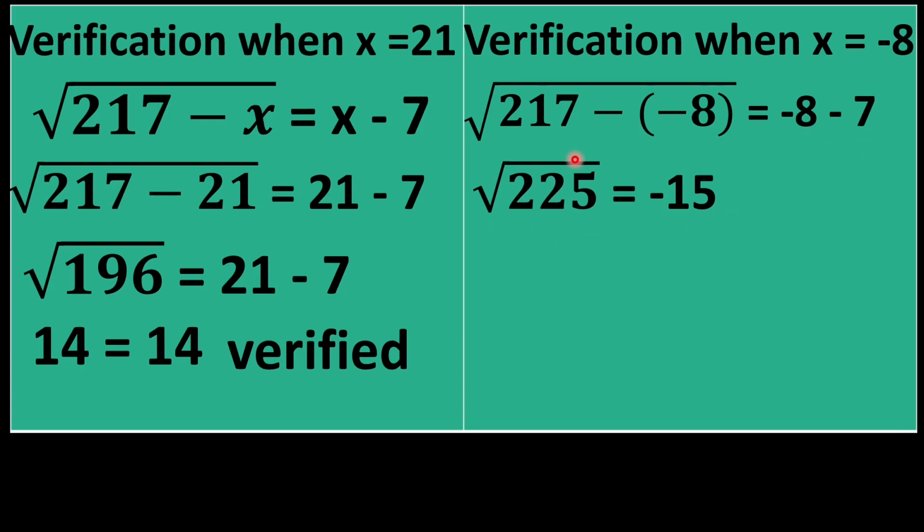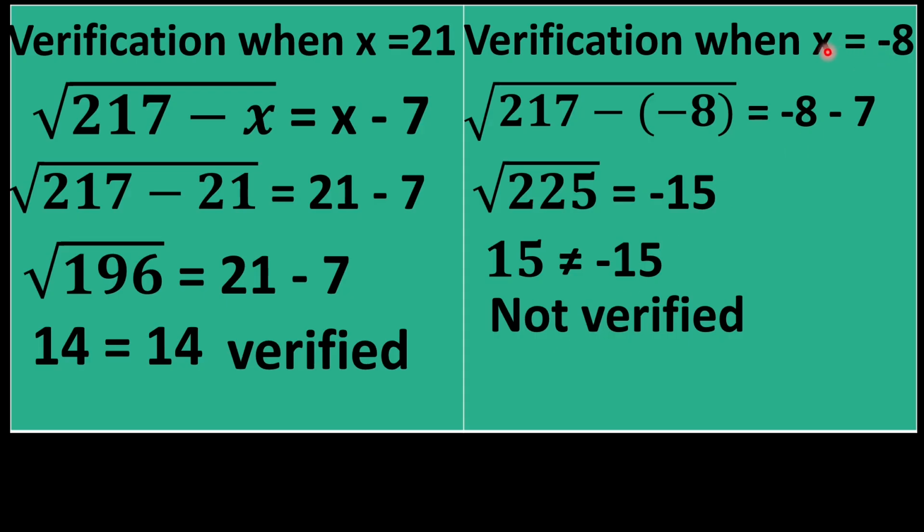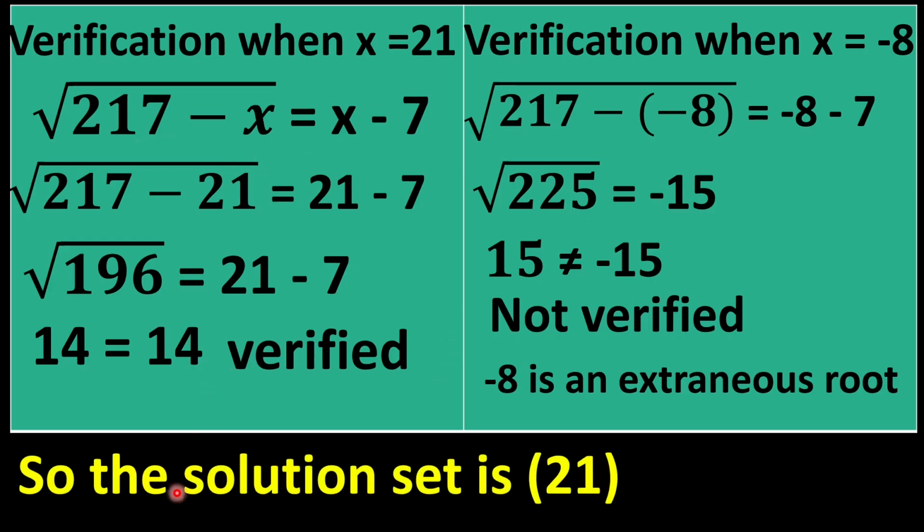So the square root of 225 equals 15, which is not equal to minus 15 on the other side of the equation. So 15 is not equal to minus 15. Therefore, this is not verified. It means that x equals minus 8 is an extraneous root. So overall the solution set of this equation is 21, and 21 is the real solution of this question, and x equals minus 8 is the extraneous root. So this was the solution of this question.